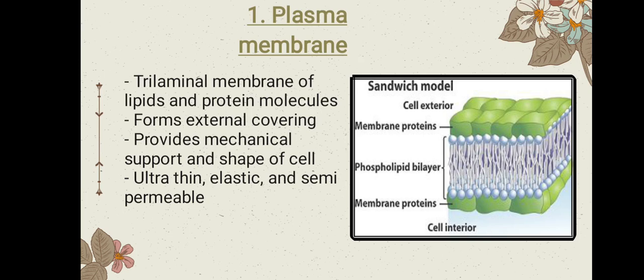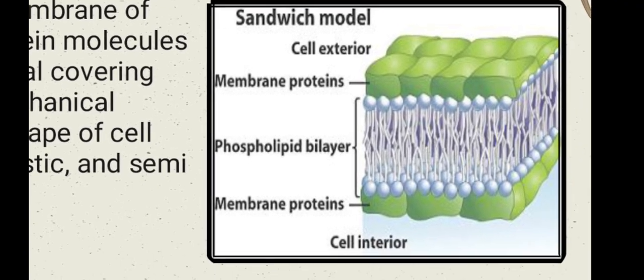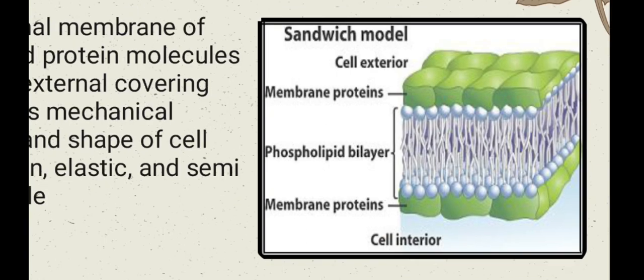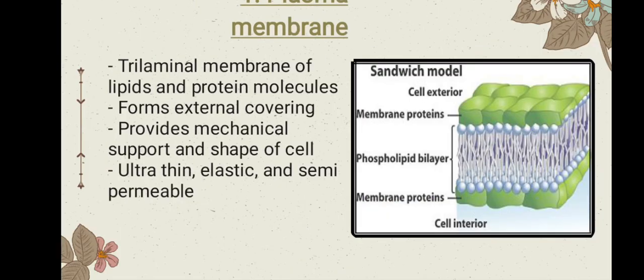As you can see here in the picture, various theories have been proved on it. So outer layer, middle layer and inner layer. The plasma membrane is made of three layers: protein, lipid and protein. We can also say it is the sandwich model. So that was about the plasma membrane. Also, it forms the external covering of the cell.